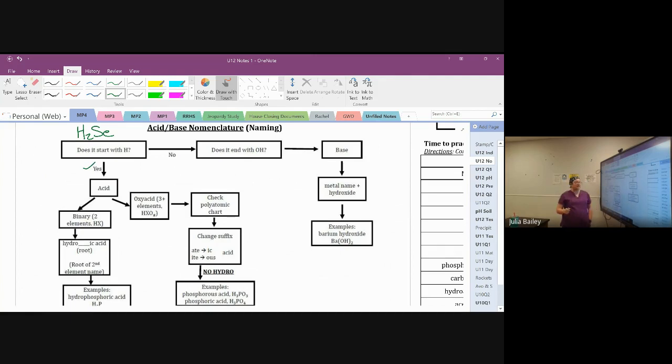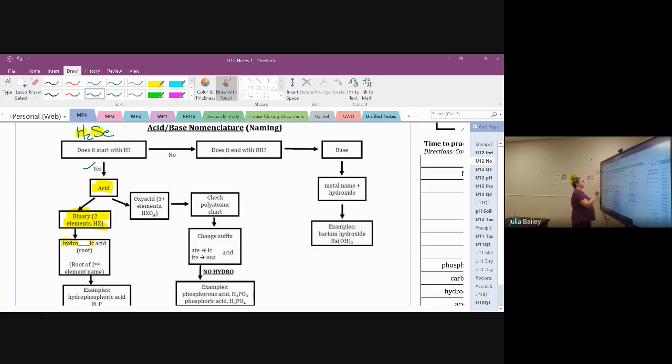Is it binary, meaning there are two elements, or is it an oxyacid, meaning there are three or more elements? Remember, the number of capital letters is your number of elements. So I have a capital H and a capital S. That's two capitals. That's two elements. It is binary. So the way we name it is you have a prefix of hydro, you have a suffix of ic, and then you write the word acid.